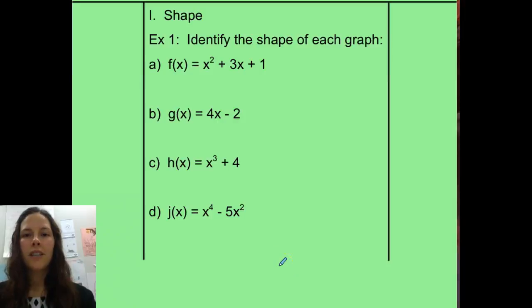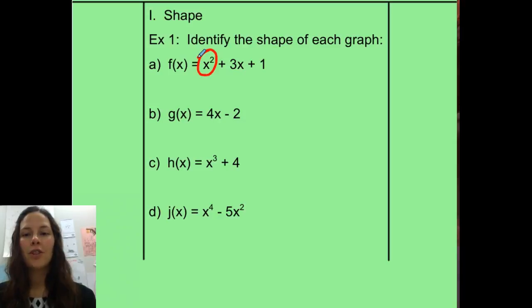The first thing we're going to identify is what the shape of the graph looks like. What you can do is think about the two parent functions x squared, which is a parabola, and x cubed, which looks like a snake. If the power is even, it will look more like a parabola. It might have some bumps and waves in the middle. If the highest power is odd, it will look more like a snake with maybe some bumps in the middle as well.